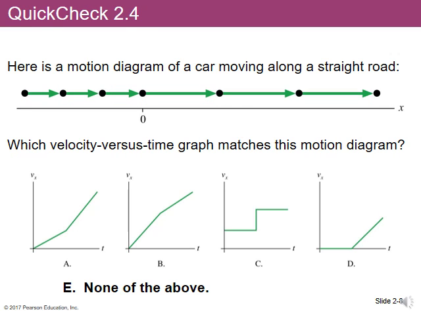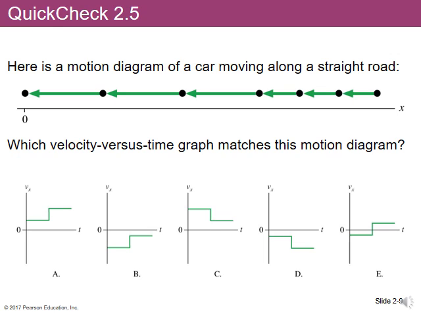Look at another, the same motion diagram, but which velocity time graph matches that? Well, again, even though we have a negative position here in the beginning, we still have a positive velocity, and that velocity gets bigger over time. And so the correct graph would be C.